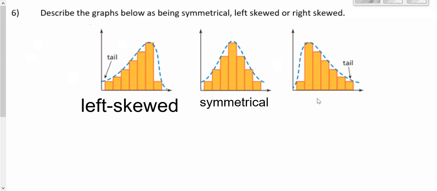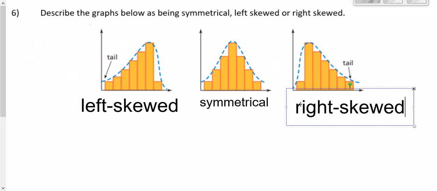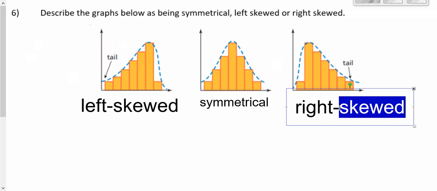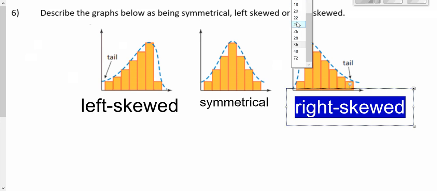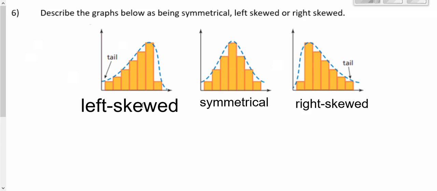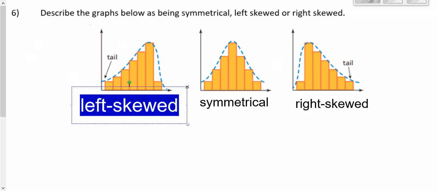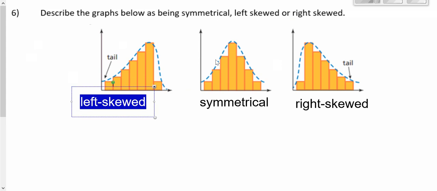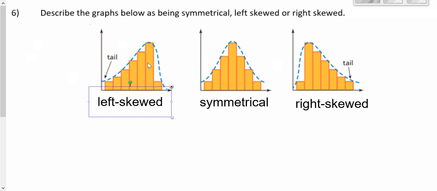And then our last one has a tail to the right, so it has data points that are pulling the mean up. The mean is going to be bigger than the median on this one, so this is right skewed. Just remember, anytime it's right skewed, that's going to pull the mean up higher than the median. And if it's left skewed, that's going to pull the mean lower than the median. So this is how we would label these three graphs.